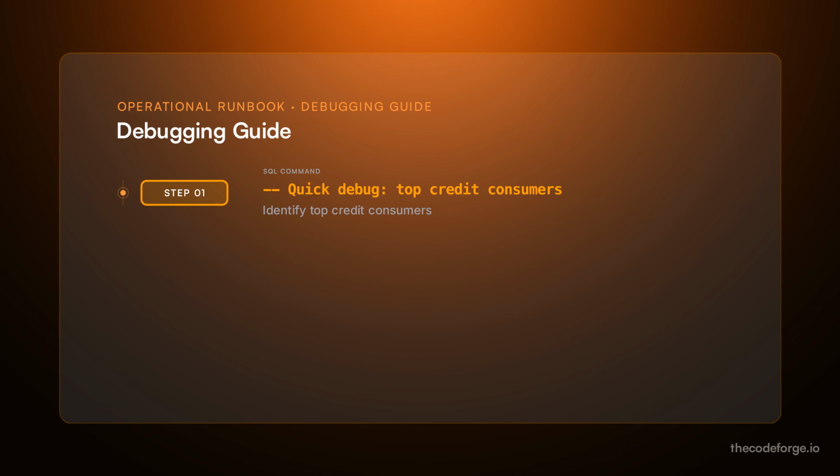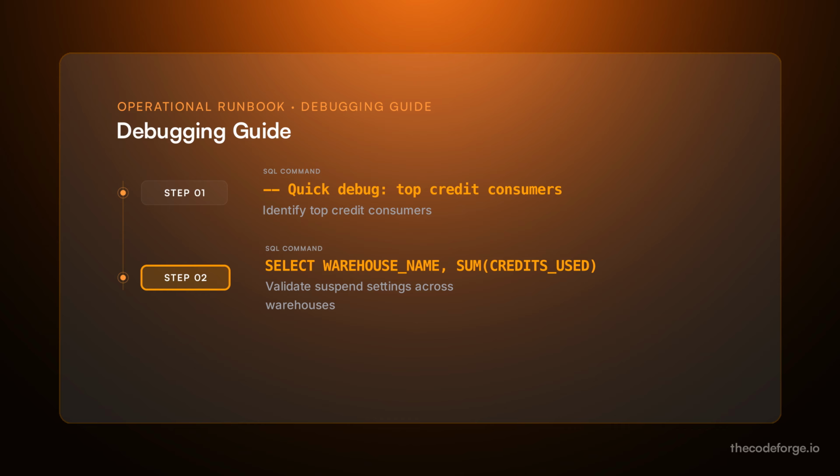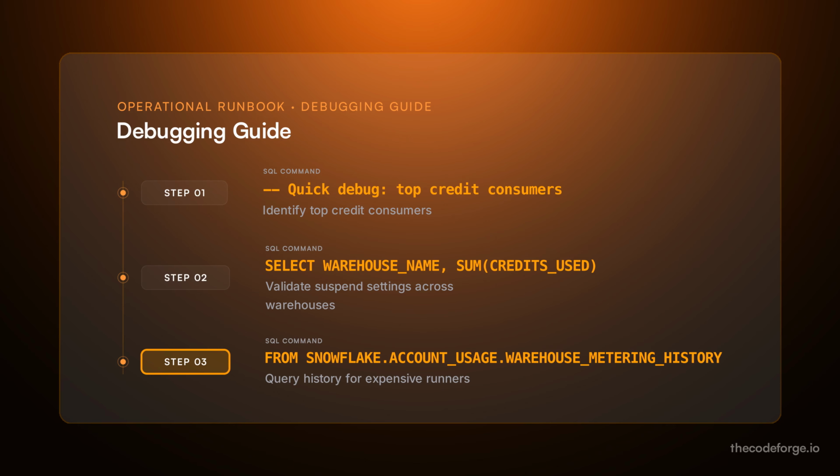To diagnose cost issues, start by checking which warehouses consumed the most credits. Then verify auto-suspend settings with show warehouses. Also check query history for long-running queries.